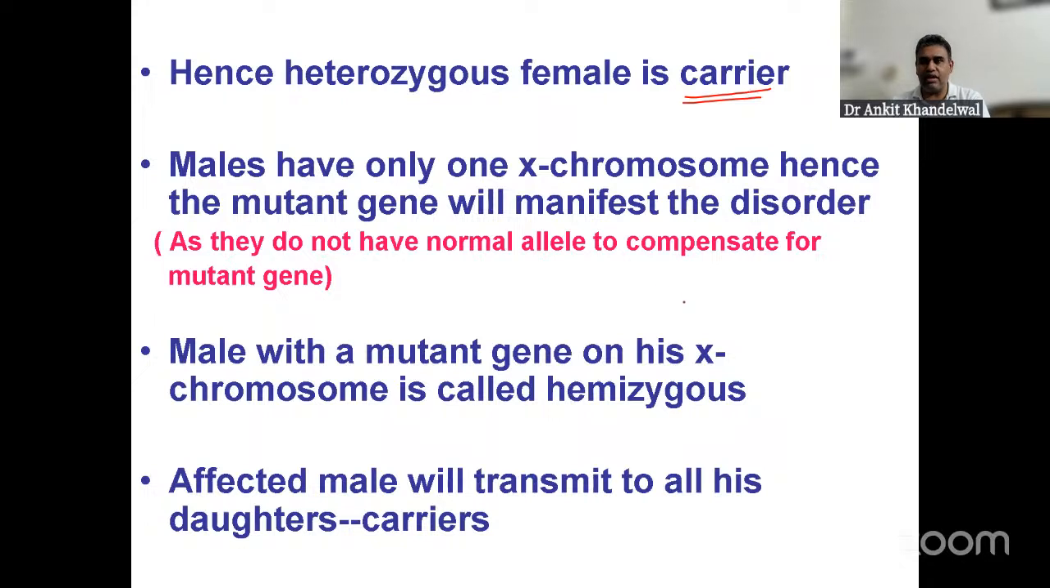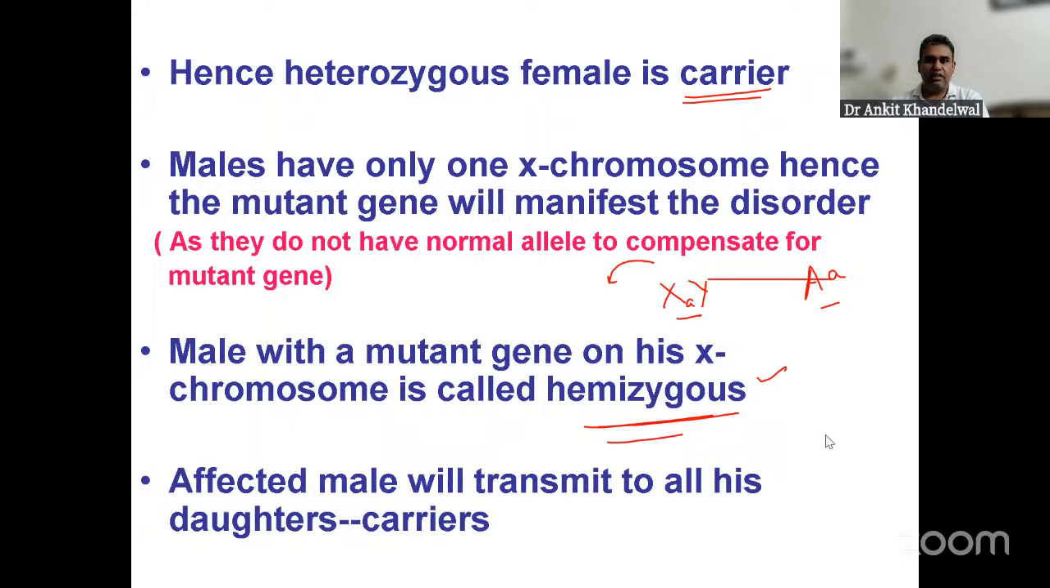Act like, it is not dominant. Act like, because male only have one X, as they do not have a normal allele to compensate for a mutant gene. Male with a mutant gene on an X chromosome is called hemizygous, not heterozygous, but hemizygous. In autosomal recessive, we call it heterozygous. But here, as the male will only have one X chromosome, if this X is affected, you can't call it homozygous, you can't call it heterozygous. So what is the middle path? Hemizygous. See how people play with words? This is how people play with words, and it makes sense.